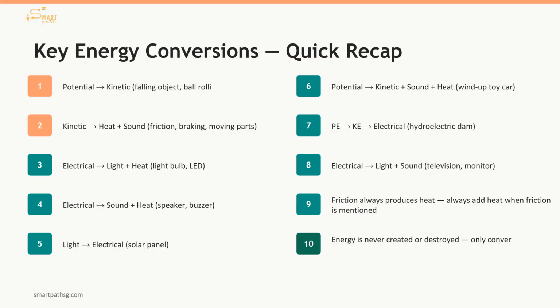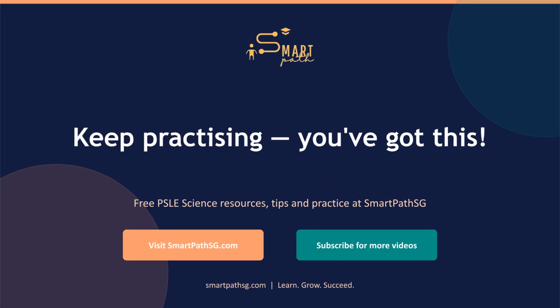Great work. Remember, always name specific energy forms, never say more energy without naming the type, and friction always produces heat. Here is a quick recap of all key conversions from today. Pause the video and try to recall each chain and its examples. That is your revision guide to PSLE Science energy conversion.